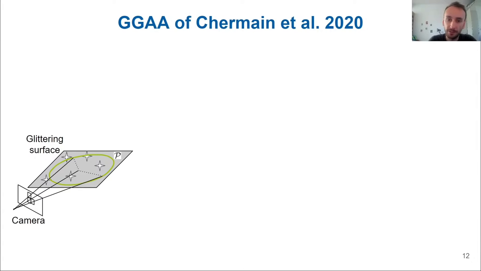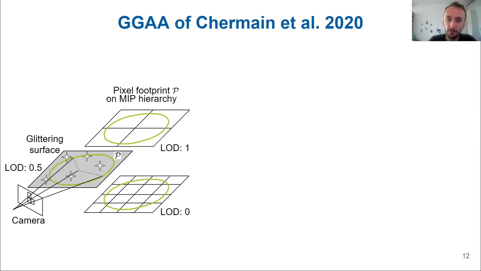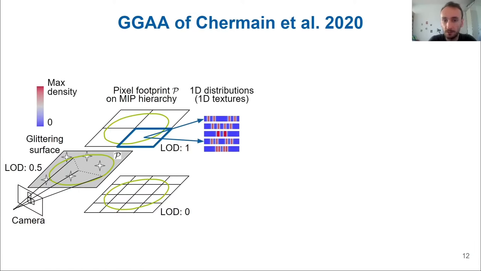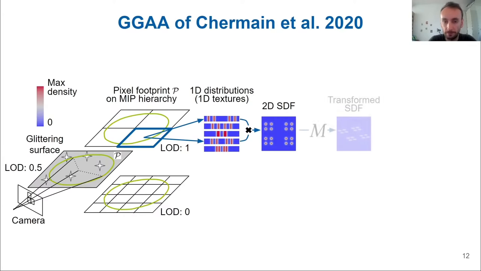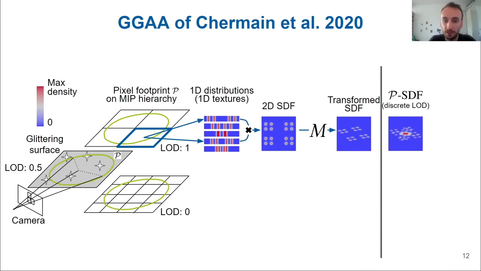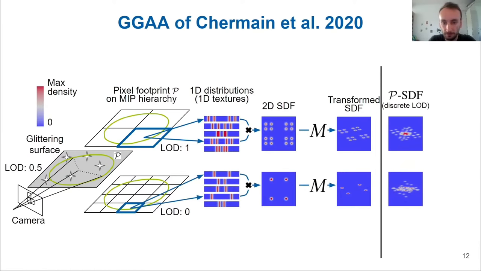on the fly. A glittering surface is seen through a pixel. The size of the pixel footprint allows access to two adjacent levels of detail of a virtual MIP hierarchy, where the surface is partitioned into cells. The coordinate of a cell allows us to randomly select 2D distributions contained in a set of 1D textures. The tensor product of these two distributions gives the 2D SDF of the cell. The transformation M is applied to this distribution, which allows us to design the lobe, but also to control the roughness of the material. This operation is applied to each cell, which gives the PSDF of this LOD. The same process is applied to the lower LOD. Interpolation between the two PSDFs at adjacent LODs gives the slope distribution in the pixel footprint P.